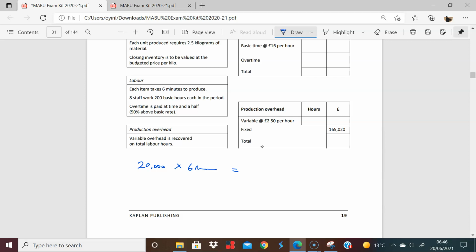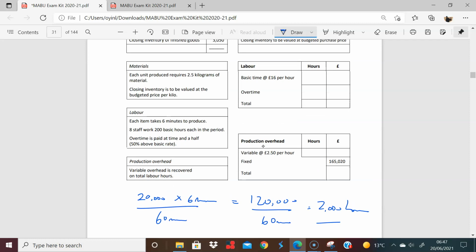20 times 6 is 120. So 120,000 minutes. And divide that by, of course, 60 minutes because I want to turn this into hours. Yes, 120 divided by 60 gives us 2,000 hours. So we need 2,000 hours for production. That's the point. So I'll just make that note here. I need 2,000 hours. Okay, no problem.